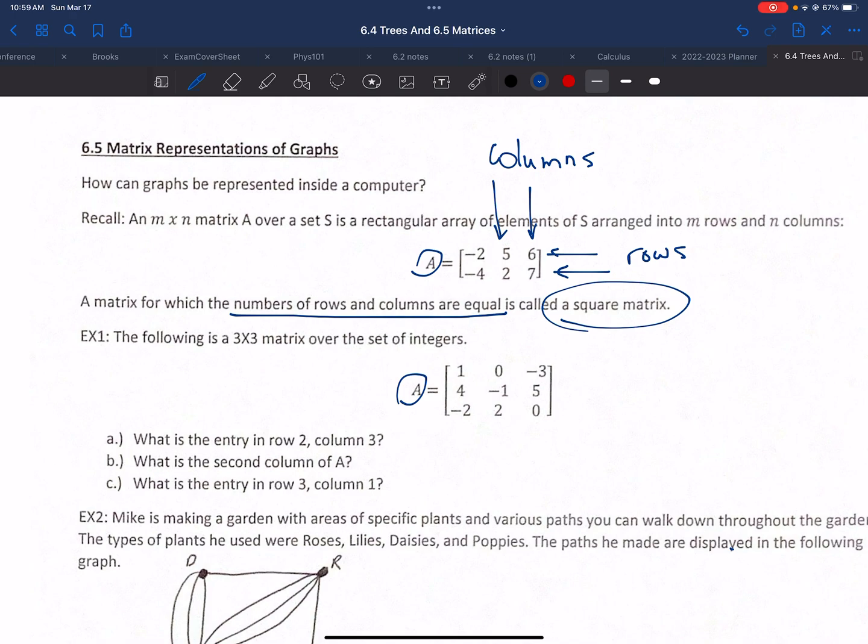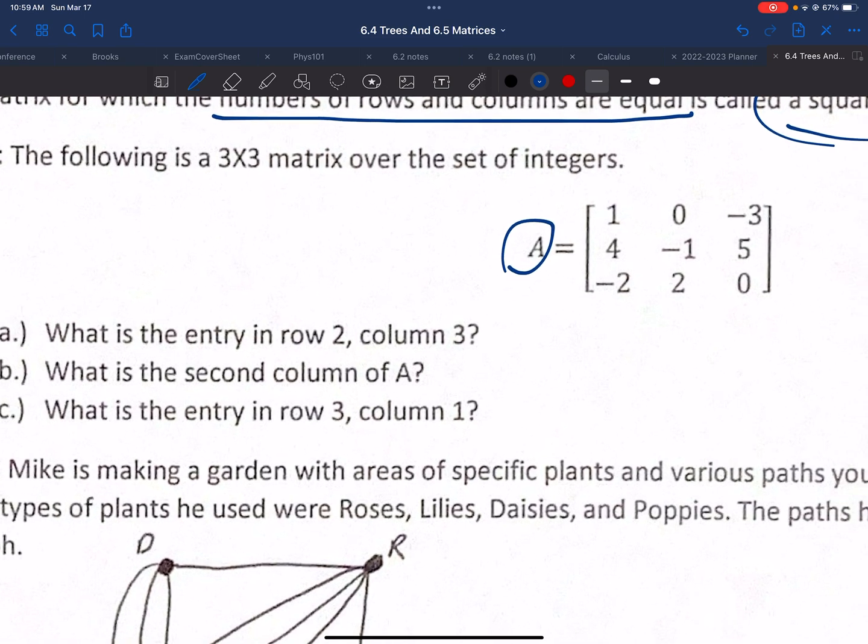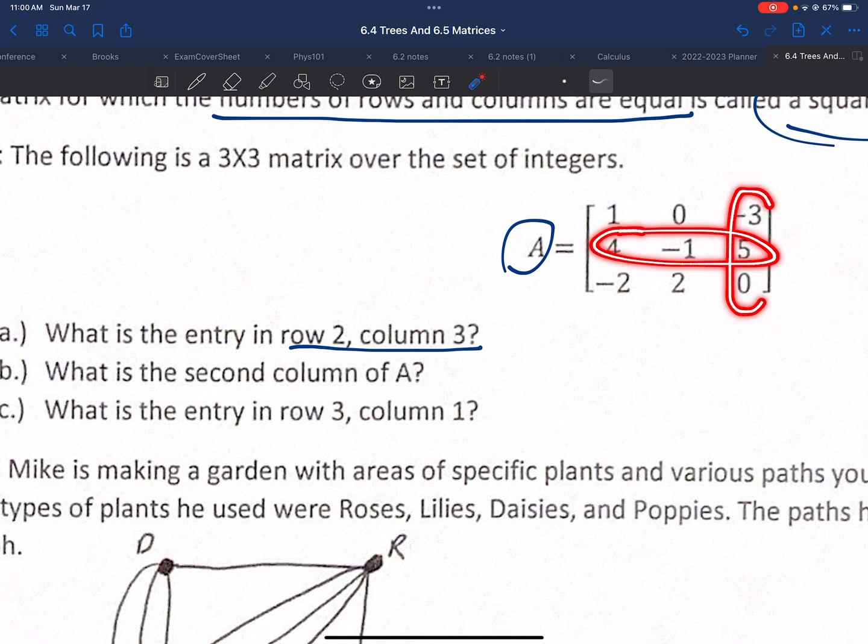Okay, so just so that we can get a feel for how to interpret this, what is the entry in row 2, column 3? And we'll need this later when we look at 2 and 3 walks. So row 2, column 3. So row 2 is right here. Okay, so I'm looking for row 2, and then I want column 3. And there's only one number that intersects both of them, and that's the number 5.